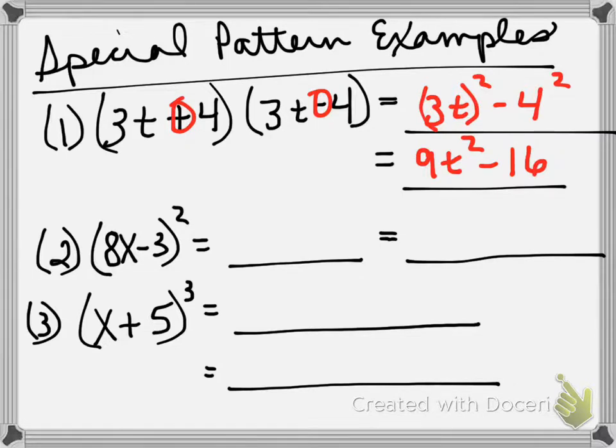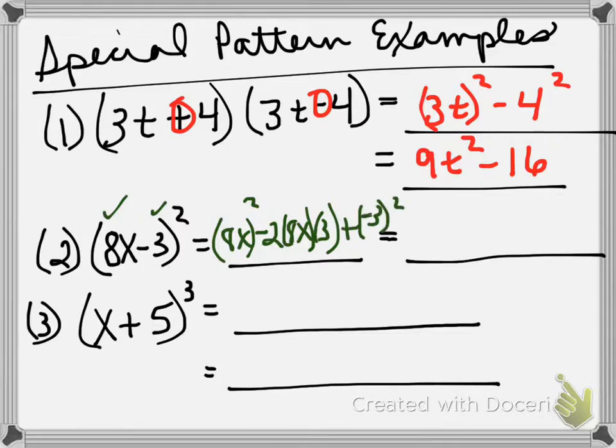If I have 8x minus 3 squared, this is the square of a binomial, because it's a binomial squared. So I'm going to have 8x squared minus 2 times 8x times 3 plus negative 3 squared. So if I simplify that, that's going to be 64x squared minus 48x plus 9.